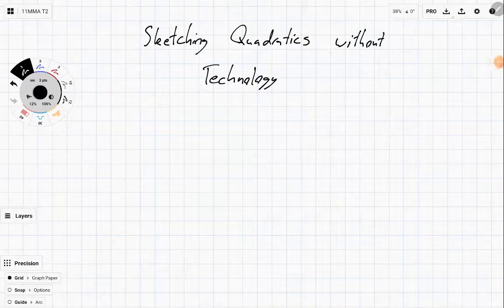Alrighty, welcome. So today we're going to be having a look at sketching quadratics without technology. And in the next video, I'm going to be showing you how to do all of this with your calculator, which is going to speed up the process a lot.